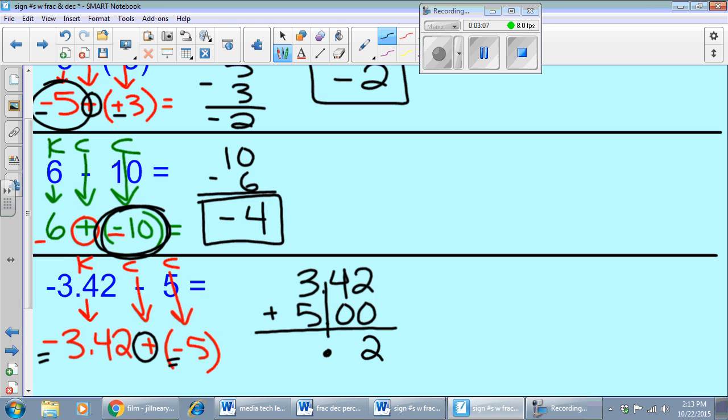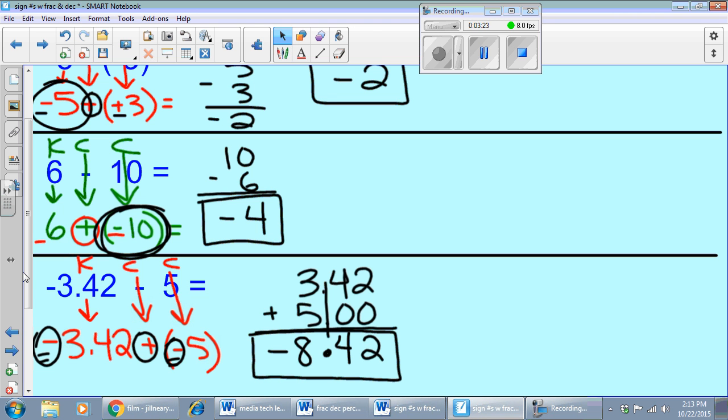2 plus 0 is 2, 4 plus 0 is 4, 3 plus 5 is 8. And remember, same signs, add and keep. So I have to keep the sign that both numbers had originally, which is negative, in my final answer. Final answer becomes -8 and 42/100.